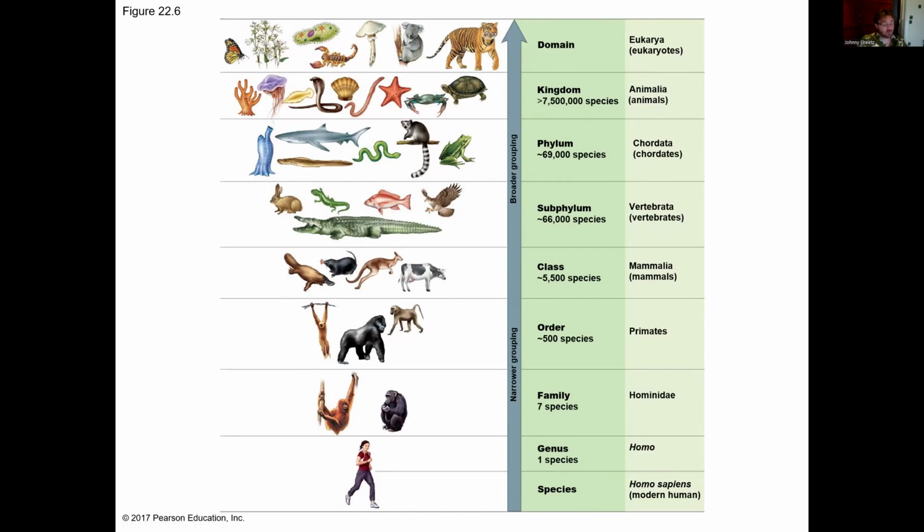It is important to note, occasionally, additional categories will be inserted into this depending on the publication. You might have subspecies. You might have infraorder. You might have infrakingdom or subkingdom.